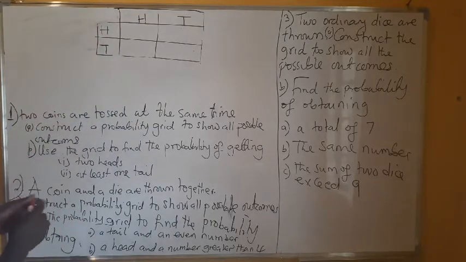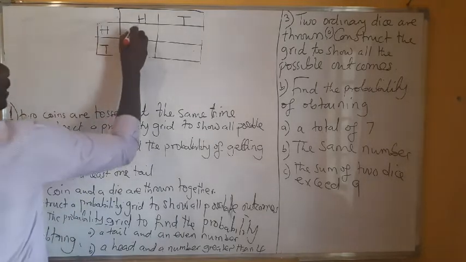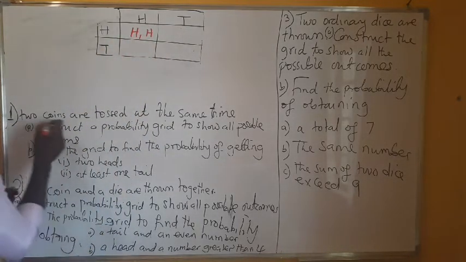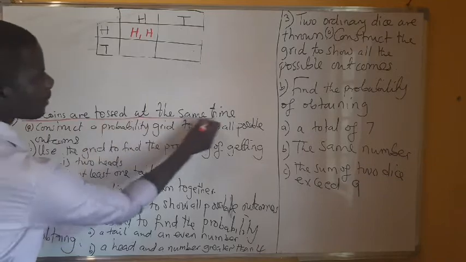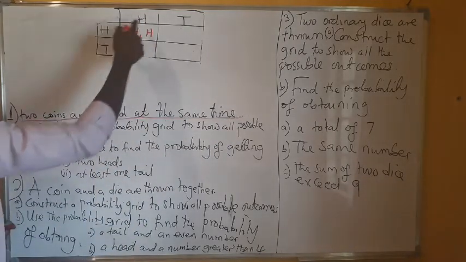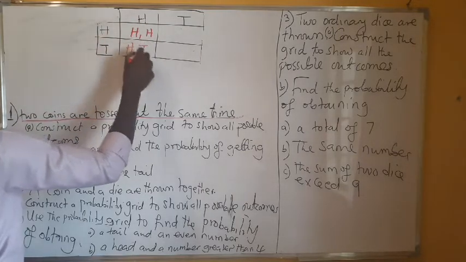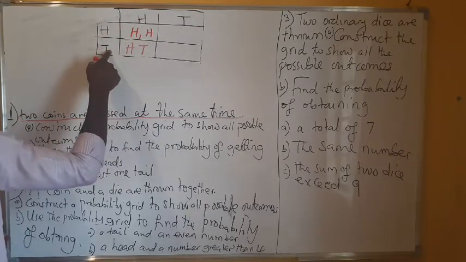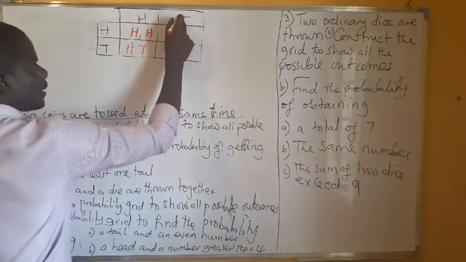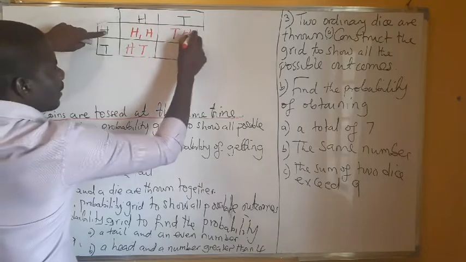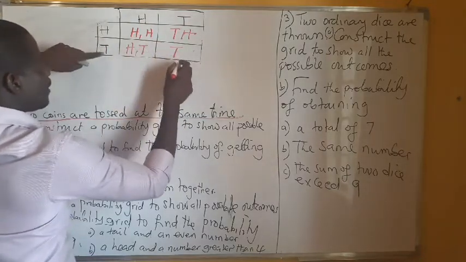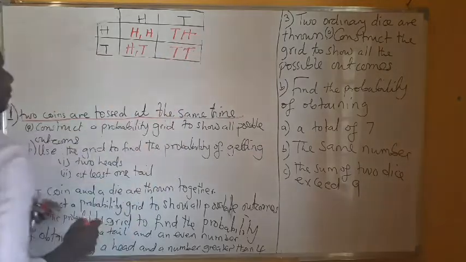So what are we expecting? Remember, we are saying two coins are tossed at the same time. So you can have head and this head, or you can have head and tail, which is this one. Then the second one, you can have tail, which is this tail, and the head, or you can have tail and tail.